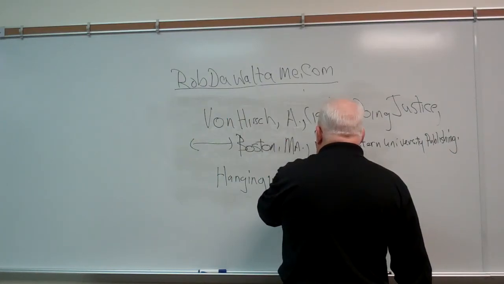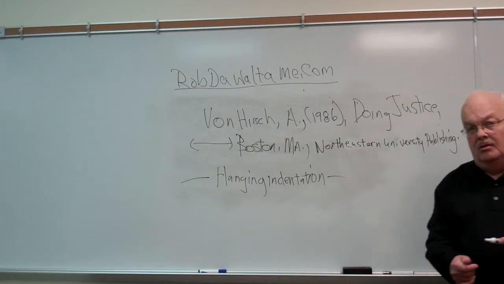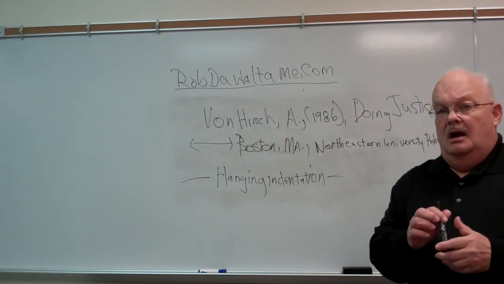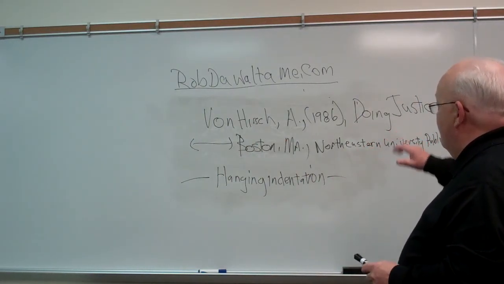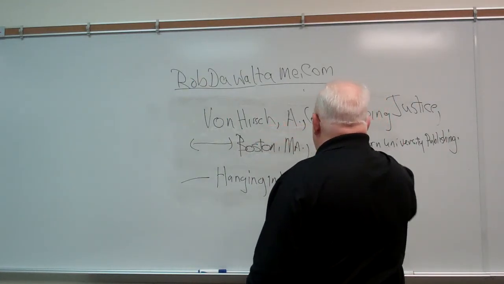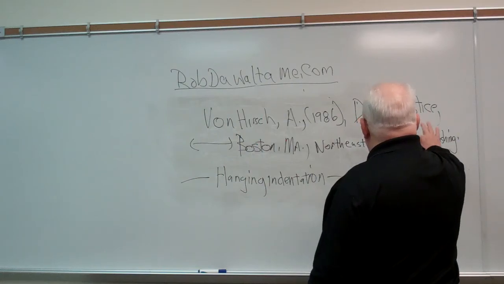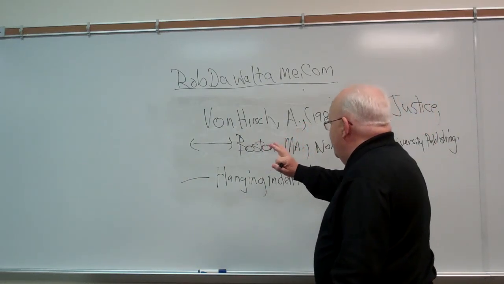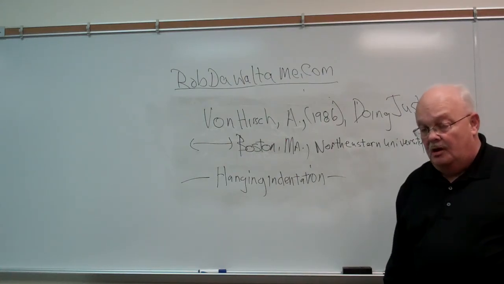And if I want to cite this book in my paper, then in the reference section I would have von Hirsch A, not Andrew von Hirsch, but von Hirsch A, and then 1986. You have the year, and then you have the title, then you have the city and state where it was published, and then you have the name of the publisher. This is on a book, okay?